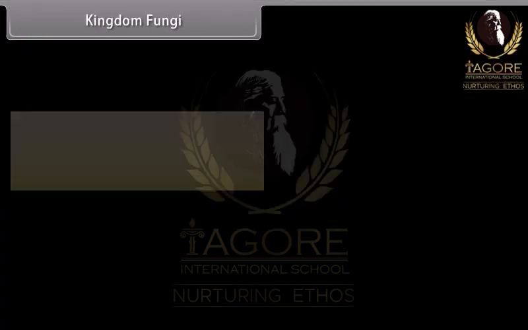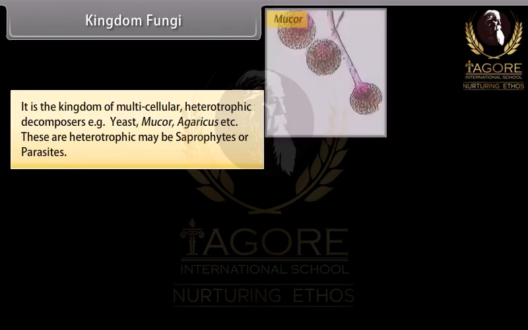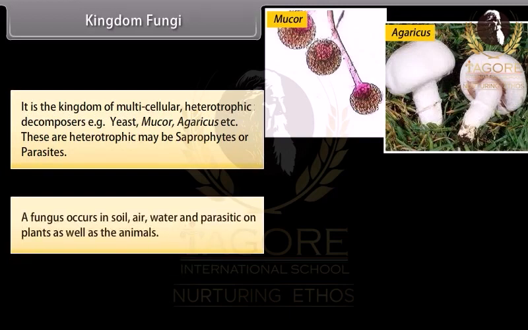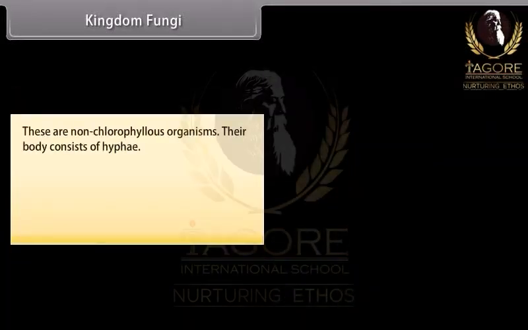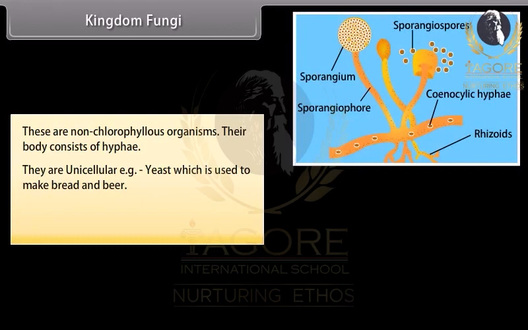Kingdom Fungi. It is the kingdom of multicellular heterotrophic decomposers. For example, yeast, mucor, agaricus, etc. These heterotrophs may be saprophytes or parasites. A fungus occurs in soil, air, water, and is parasitic on plants as well as animals. These are non-chlorophyllous organisms. Their body consists of hyphae. Some are unicellular. For example, yeast, which is used to make bread and beer.